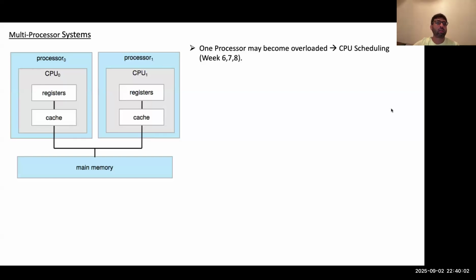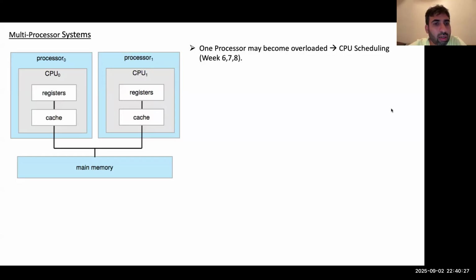So in this kind of system, where we have multiple processors on a single machine, there can be a situation when a single processor may become overloaded. For example, let's say we have only two processors and we need to run four different processes or four different programs, right?